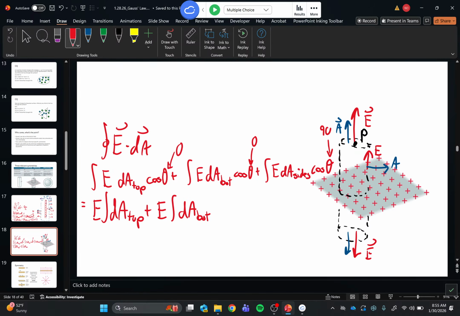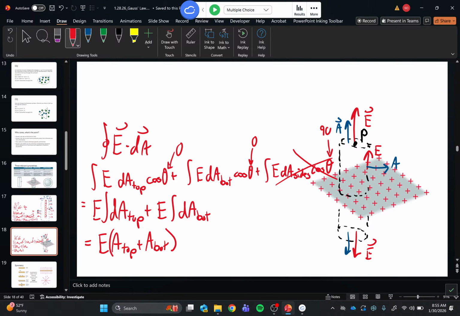So this is almost the exact opposite of the last one. The last one we cared about the sides. It didn't care about the top and bottom. This one we don't care about the sides. We only care about the top and bottom. So this is really simple. The area of the top plus the area of the bottom.